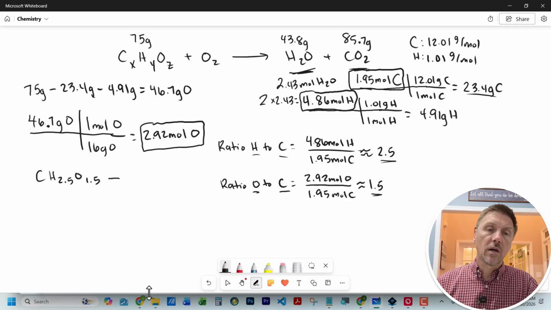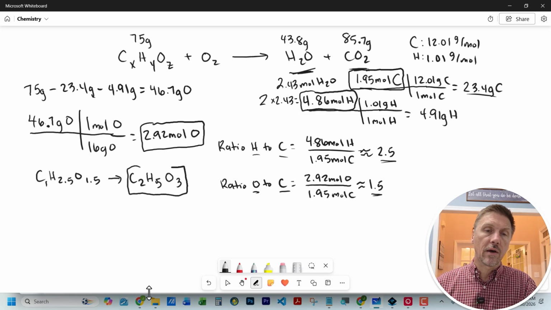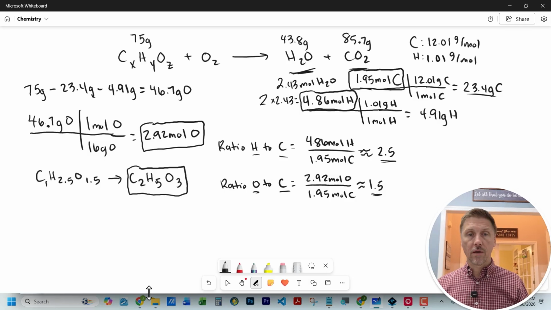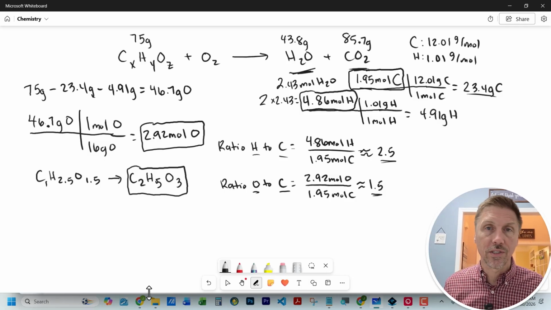And so this becomes C2, right? Because there's an understood 1 on our C here. So multiplying that by 2 gives us 2. 2.5 times 2 is going to give us 5, so we have 5 H's. And then 1.5 times 2 is going to give us 3 O's. So this turns out to be our empirical formula for this compound, C2H5O3. All right, pretty cool. We can find the empirical formula using combustion analysis.